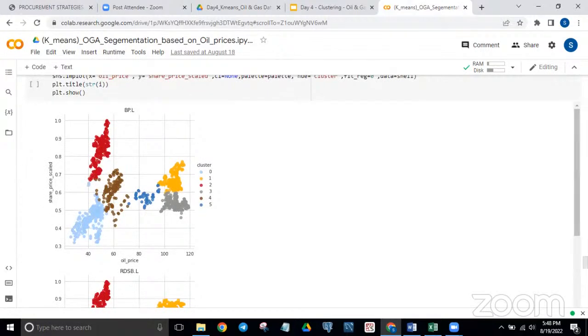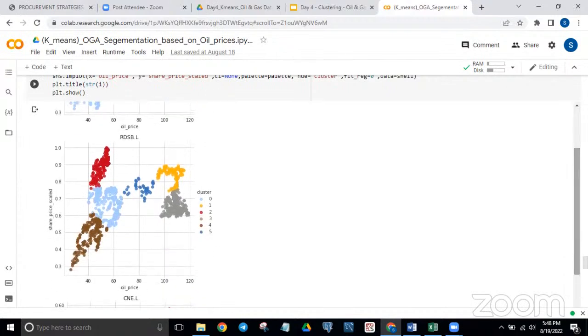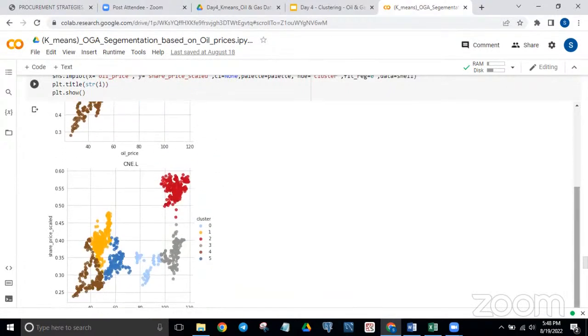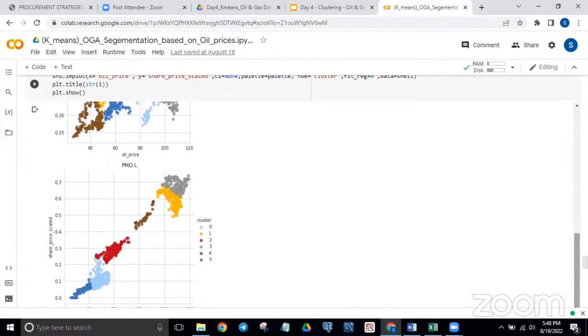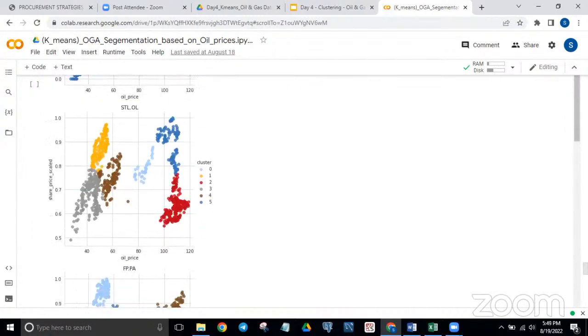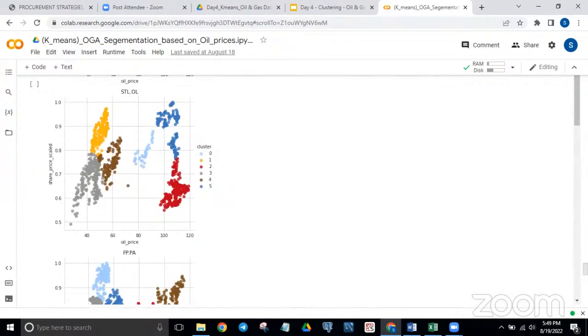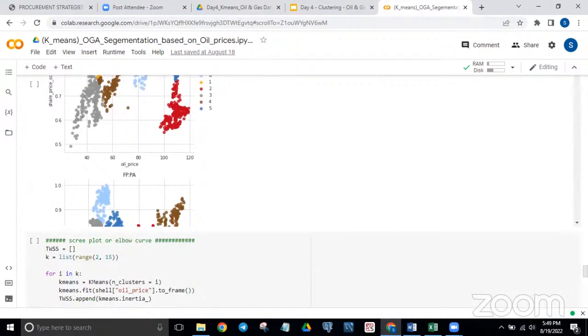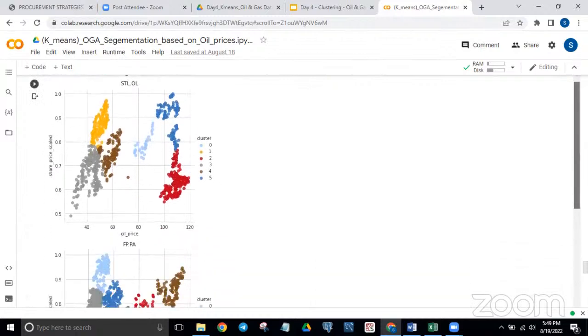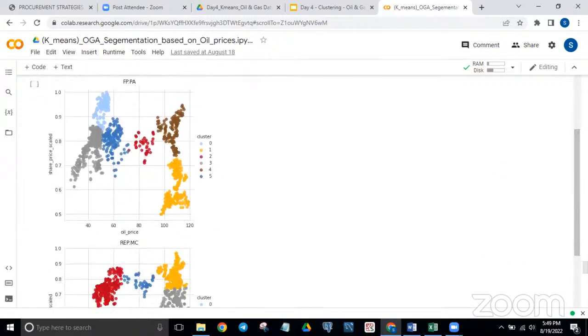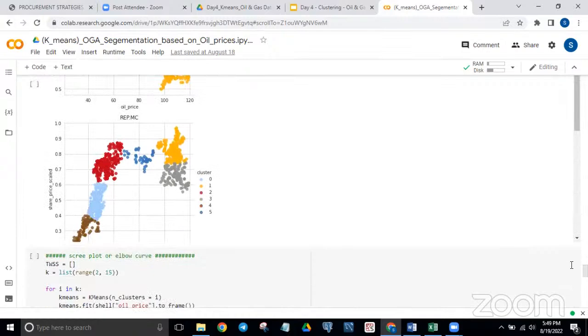I have applied the same thing on all companies, all company data, and I have divided the clusters. So I have done the clustering process here. Based on the oil price and share price, I want to see the relation, the correlation. I have correlated these both, and based on that I have constructed different clusters here. Based on this, we can find what is happening if the oil price is increasing, whether the share price is increasing, or is there anything.